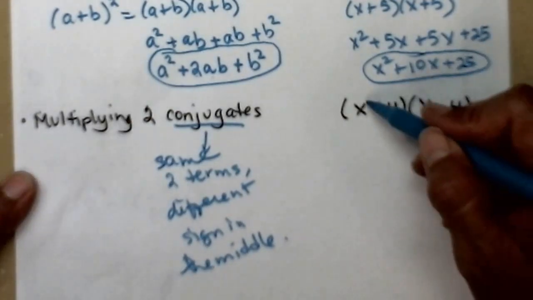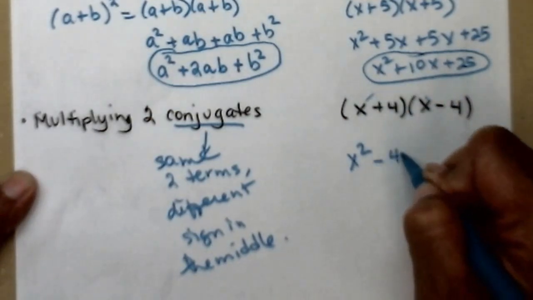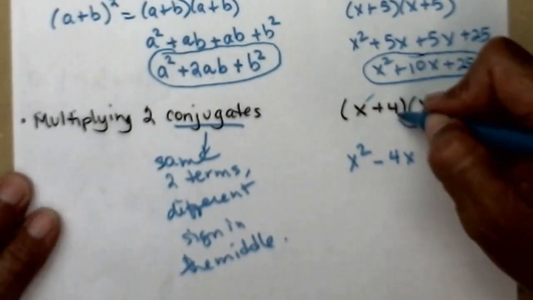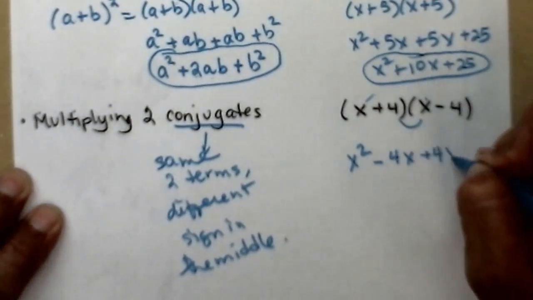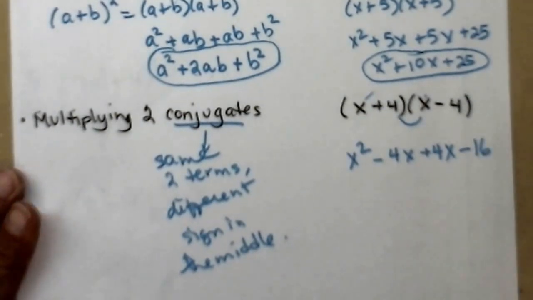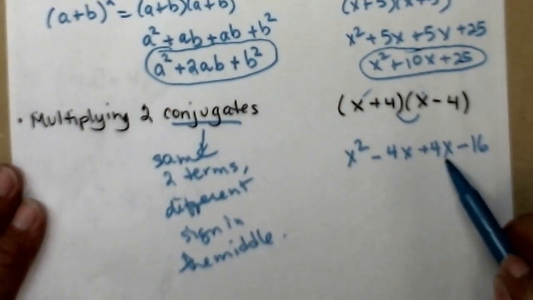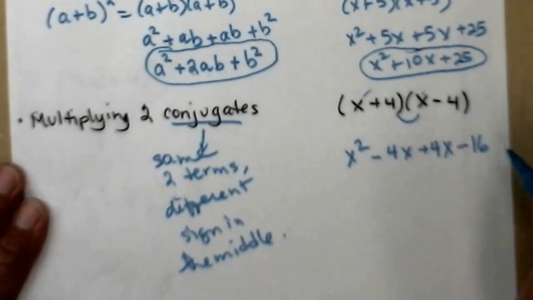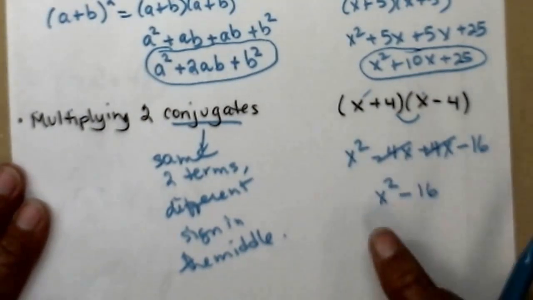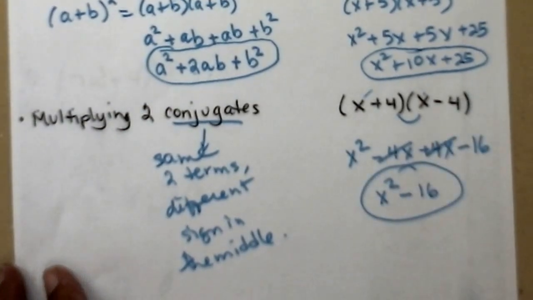So what happens when we FOIL these guys? So x times x is x squared. X times negative 4, I'm sorry, x times positive 4 is 4x. And x times negative 4 is negative 16. So x squared, then I have negative 4x and a positive 4x. These guys add away. They exactly cancel. So this is the time when I only have two terms, x squared minus 16, because those outer inner add away if you have conjugates.